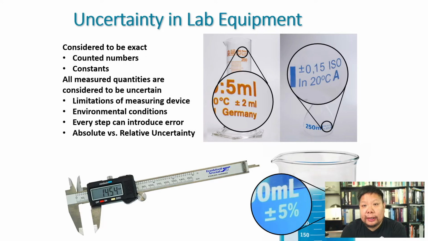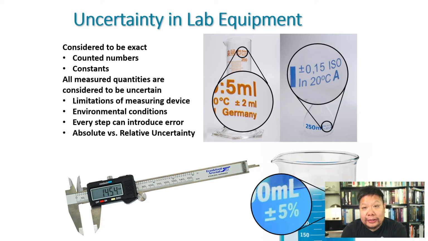And this is borne out by the fact that if you look at its uncertainty here on the side of the volumetric flask, the uncertainty is plus or minus 0.15. That's only 150 microliters. So for a 250 milliliter volumetric flask, you try to measure out 250 mils on it, which is the only thing you can do on it, it's only going to be off at most or at least by 0.15 milliliters or 150 microliters, right?